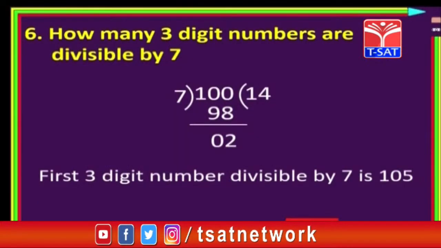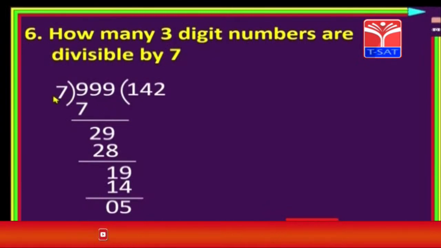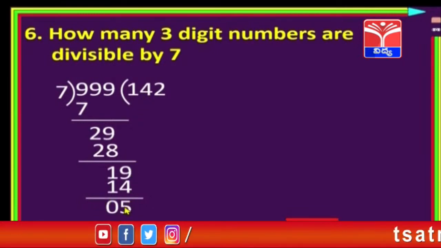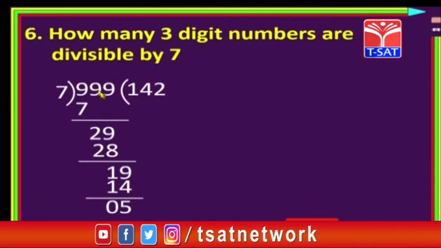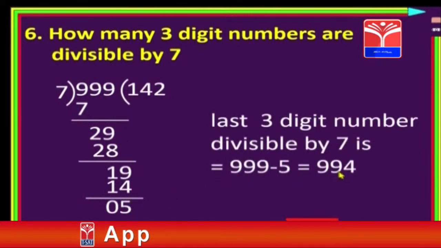Similarly, we can find the largest 3-digit number which is divisible by 7. The largest 3-digit number is 999. Divide by 7. After simple division, the remainder is 5. So 999 minus 5 is 994. So the greatest 3-digit number which is divisible by 7 is 994. Okay, the smallest number is 105 and the largest number is 994.